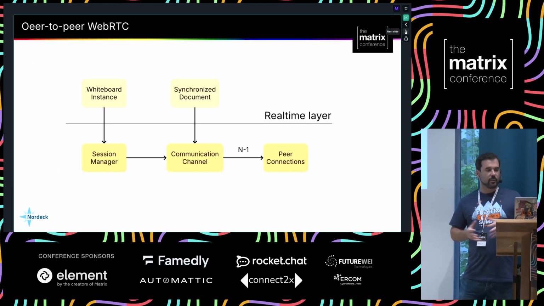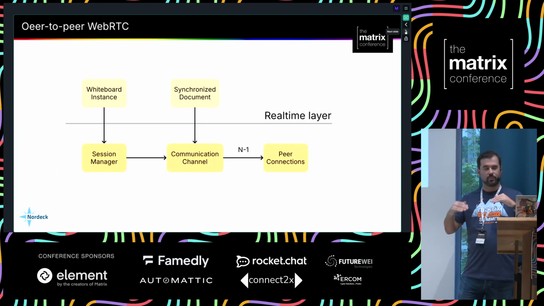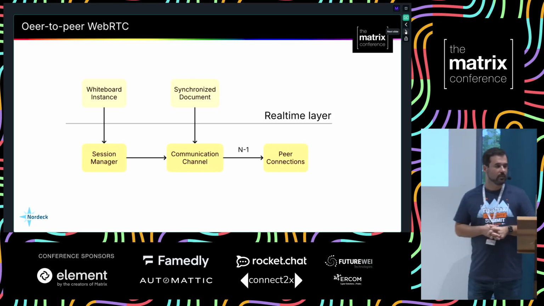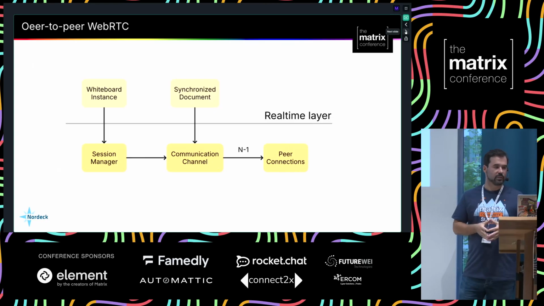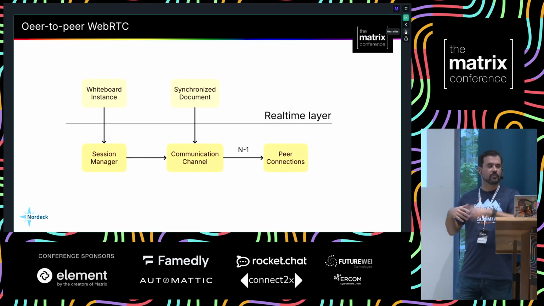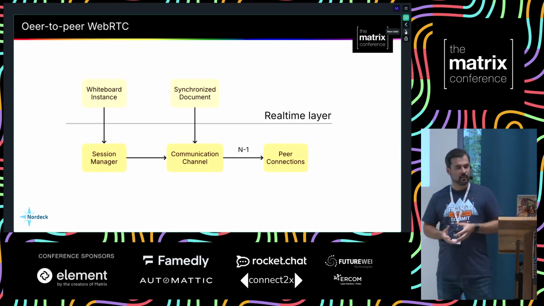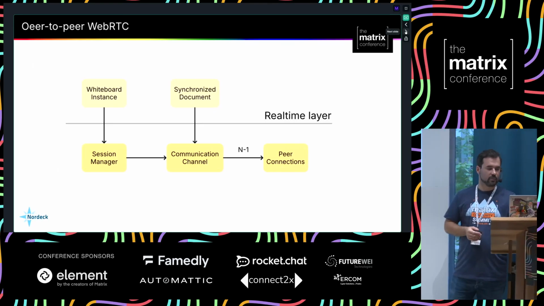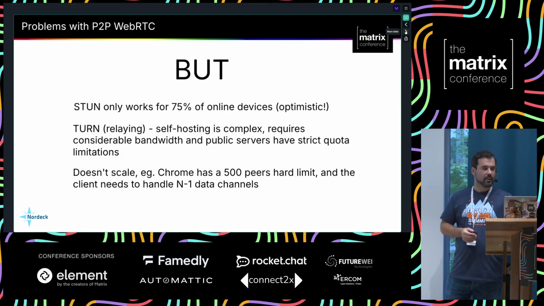This was architected in a way that we have a real-time layer that's, let's say, flexible. We had this whiteboard instance, which has a session manager and goes through those state events to get an understanding of who is currently collaborating on a whiteboard. Then the actual synchronization of data is tied to this synchronized document, which is using a communication channel that is managing all of these peer connections. So in a high-level overview, that's what we had at the time.